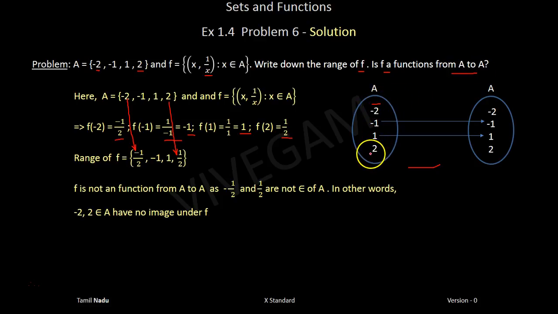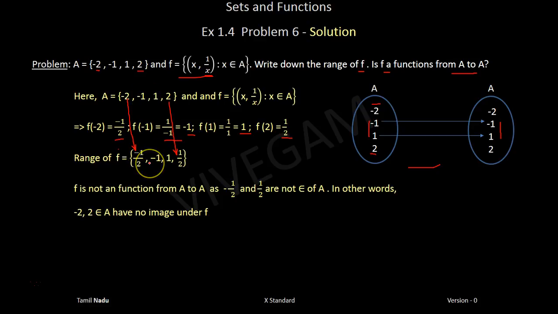So -2 and 2 do not have images in A itself, but for the other two elements you have the image, but that is not sufficient for us to define it as a function from A to A. You got it? So let me summarize, this problem has two parts. You have to find the range and then check whether it is a function from A to A. The function f of x is 1 by x. For every element of A, find the value of f of x and put it all together in the range, the range of the function.